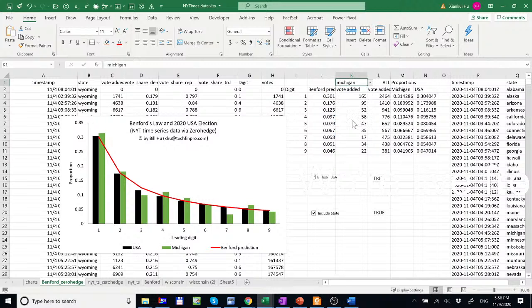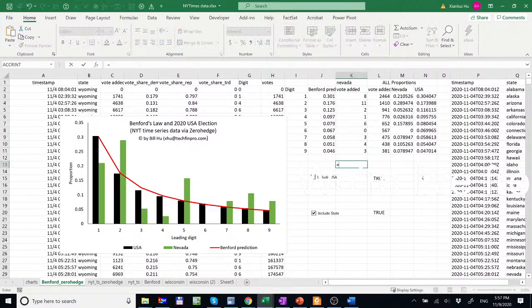Let's look at Nevada. For Nevada, we see the chart is all over the place. However, we can see the data points are really scarce, because there is simply not enough data. The total number of data points is just a sum of these, right? We only have 38 observations for Nevada, so we really cannot jump to a conclusion. I wish they could release more data more frequently. But since we don't have enough data, and this chart, although it violates Benford's law, is a cause for further analysis.